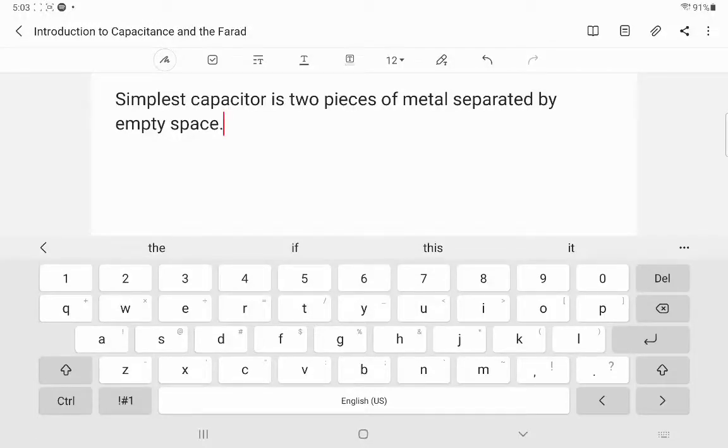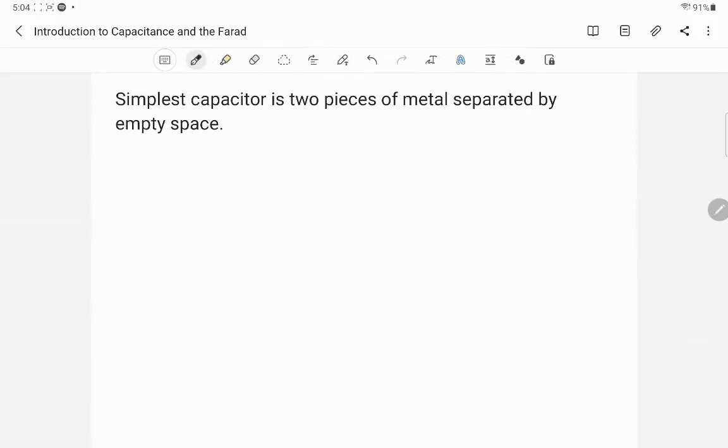Hi, this lecture is meant to introduce you to the concept of capacitance. So the way I'll start is I'll say that the simplest possible capacitor is two pieces of metal that are separated by what is known as the vacuum, right? So the vacuum is empty space.